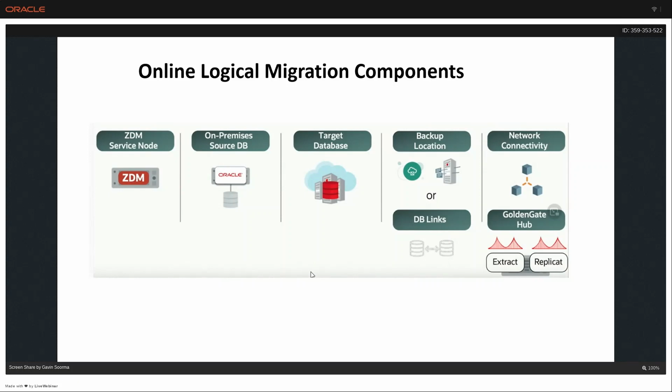The last component, the most important component of the logical migration method, is what they call the Oracle GoldenGate Hub. Again, this is a free image that I can install. It's available in what's called Oracle Cloud Marketplace, and there's a specific GoldenGate image just for migration. It's very important that when we deploy the image from Cloud Marketplace, we select the image that is specifically for migrations and not the normal GoldenGate Microservices.